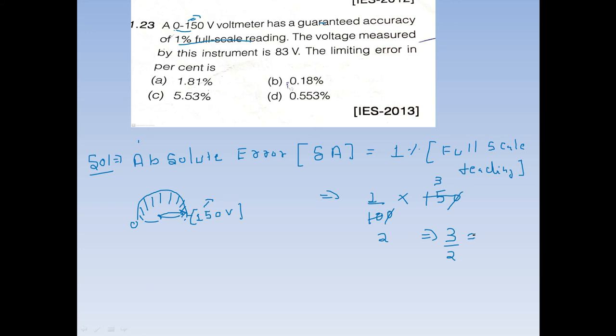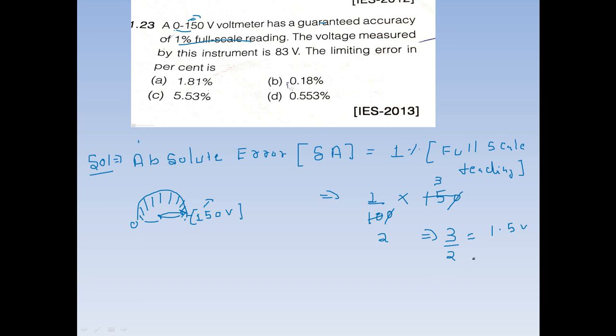If you solve this, 3 by 2 is 1.5 volt. So the absolute error is 1.5 volt. Now we have to find the limiting error.